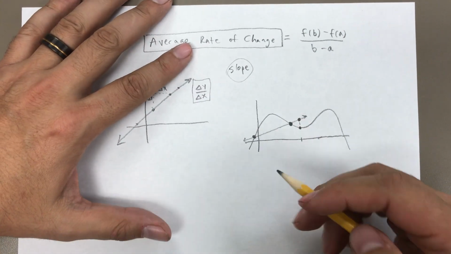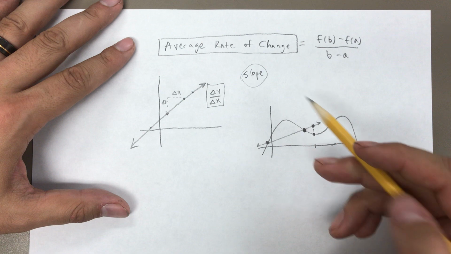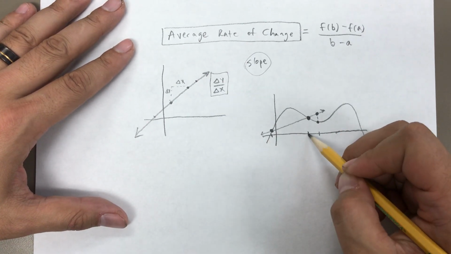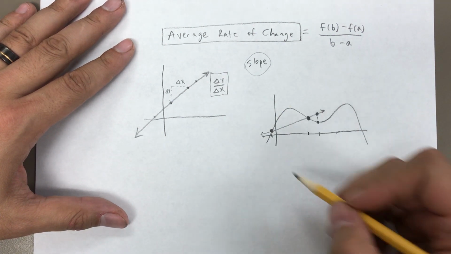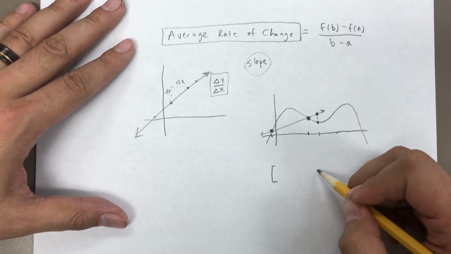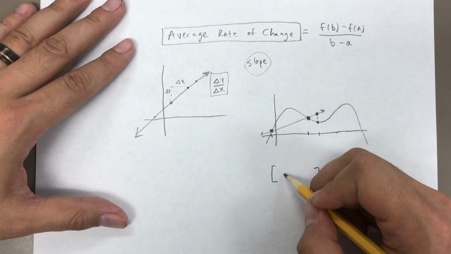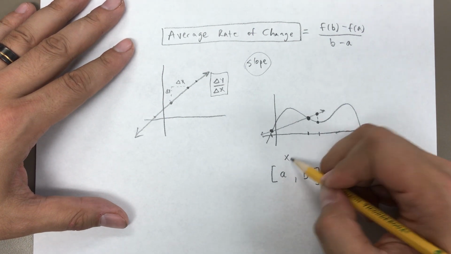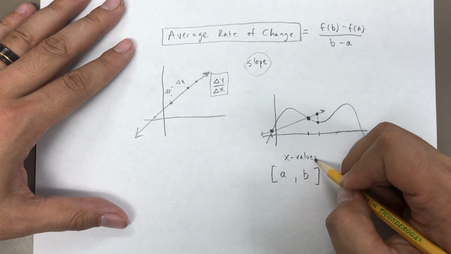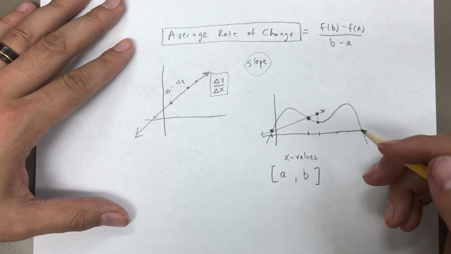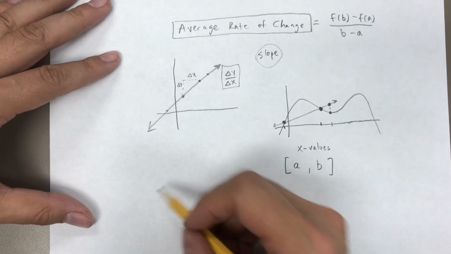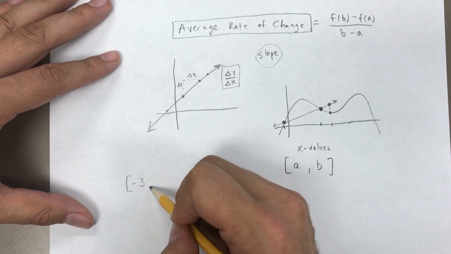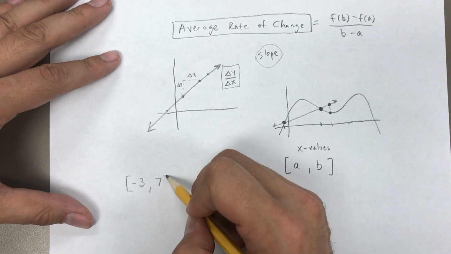So you will be given the following things when you're asked to find the average rate of change. You will be given specific x values that you're supposed to find the average rate of change for. You'll be given an interval, and it'll be a closed interval with two values that are its extremes. These are just x values that you're looking at. Here's an example of something you might be given. Maybe you're going to find the average rate of change between -3 and 7 of some function.